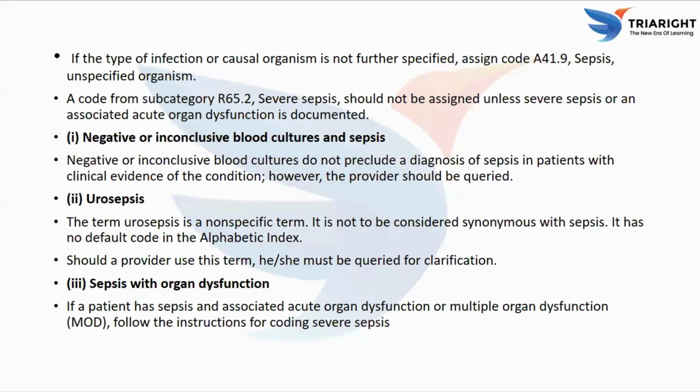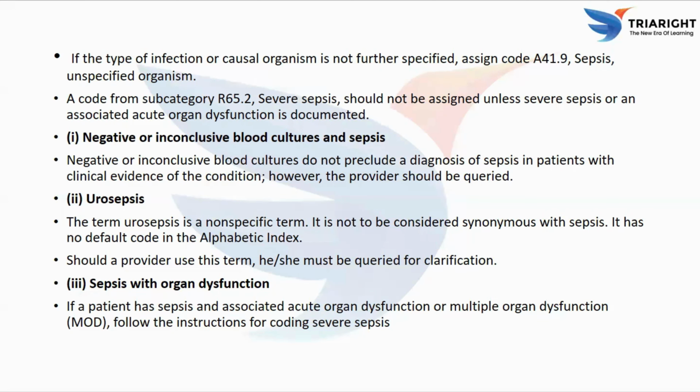So when the type of infection or organism is not specified, how do you code? What is the guideline? If the type of infection or causal organism is not further specified, you have to assign the code A41.9 for sepsis, unspecified organism. Sometimes a provider simply documents sepsis with no mention of which organism caused it, either a bacteria, virus or fungus. So what type of infection caused it? In those cases, you have to use A41.9 for sepsis unspecified.